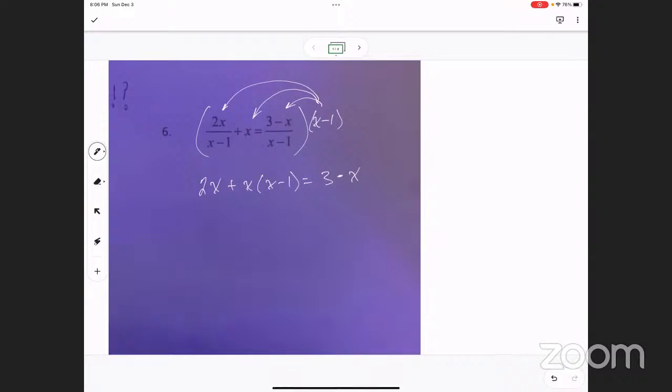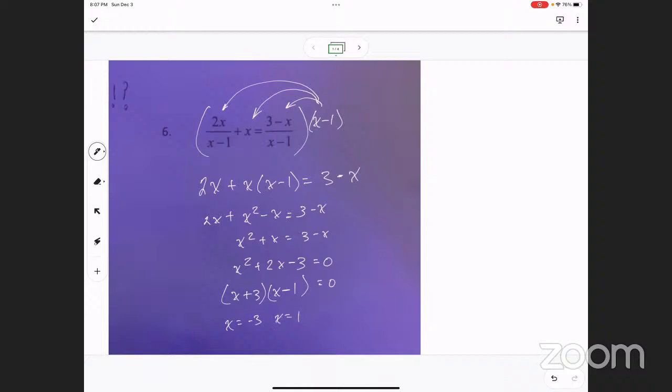And now notice we just have a quadratic equation. So 2x plus x squared minus x equals 3 minus x. Move it all over to the left side. So that's going to be x squared plus x equals 3 minus x. Add x to both sides, x squared plus 2x minus 3 equals 0. I subtracted 3. Got it? I can factor that, and this is a positive 3 and a negative 1. Which means x equals negative 3 or x equals positive 1.